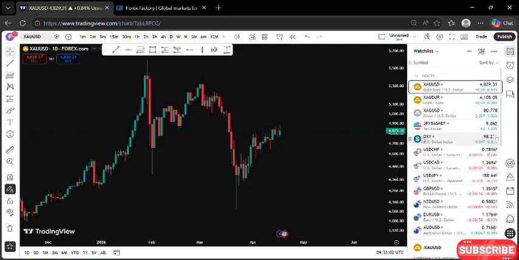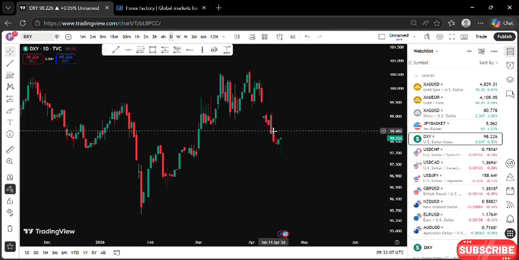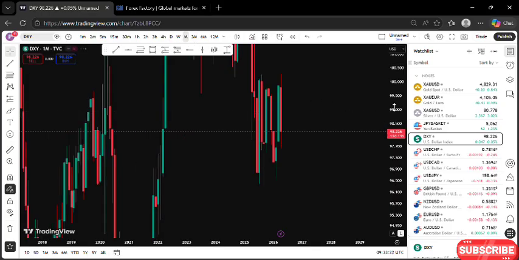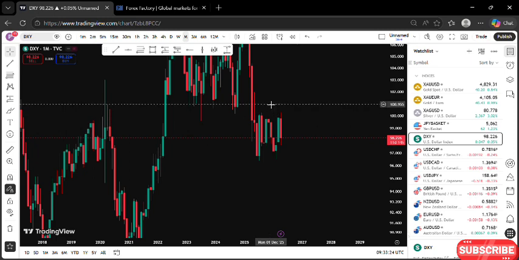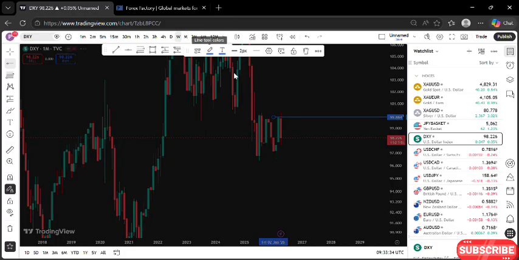So looking at DXY to see our overall bias for the week. This is the DXY dollar index. As you all can see, you need to establish the sentiment to see if the dollar will be bearish or bullish this week. Last month you can see that we have been dropping the dollar from this level, since this month.